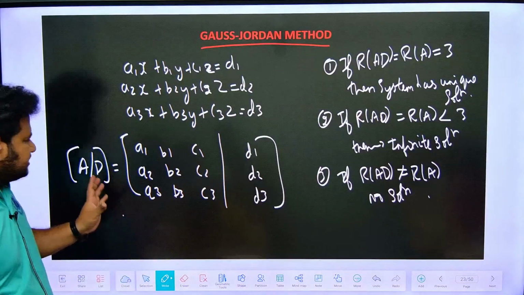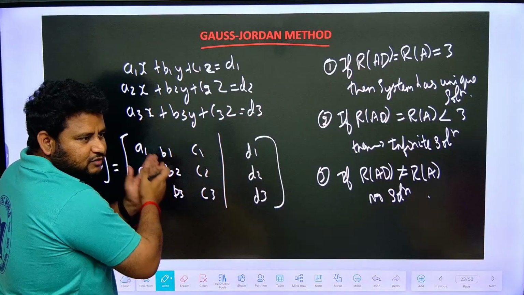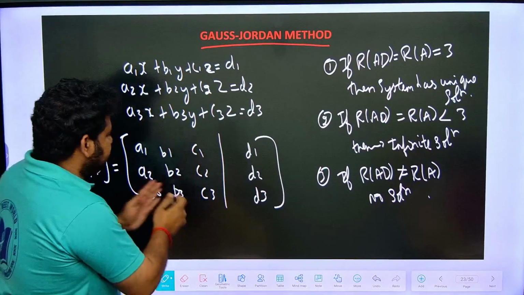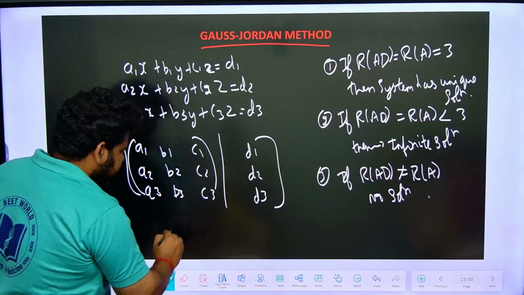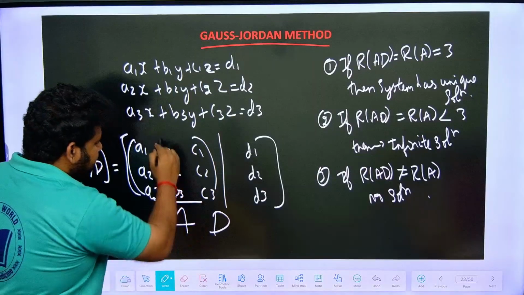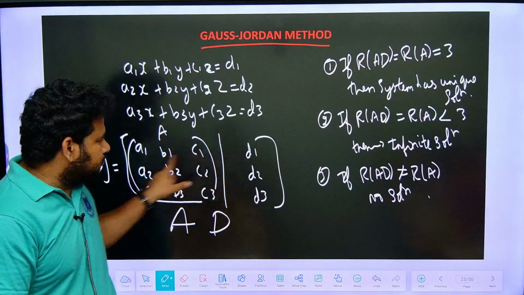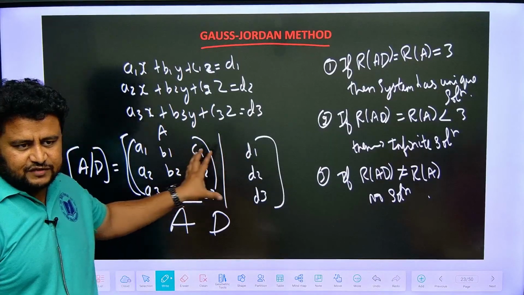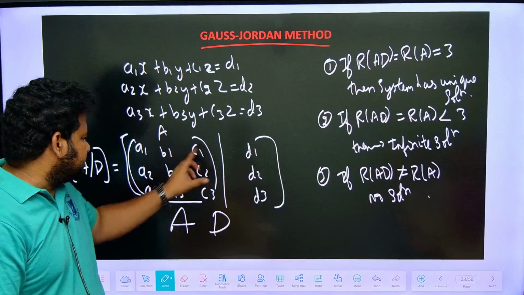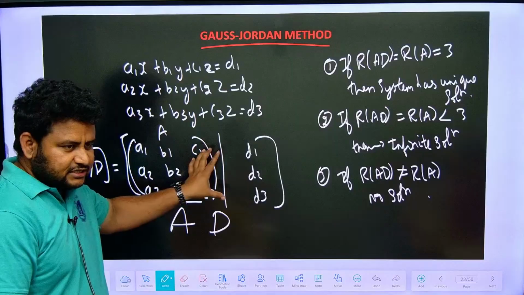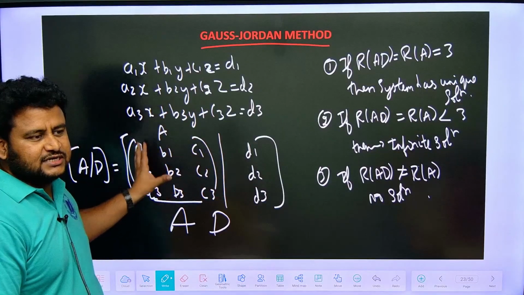See here, what is this AD matrix? The AD matrix is combining these two matrices. This matrix is A, and this combined entire thing is AD. So if you find the rank of this, the rank of AD and the rank of A. This is not 4 cross 4, you should consider it as A into D, that's all. It will become 4 into 3 only. You should consider it as a square matrix only.